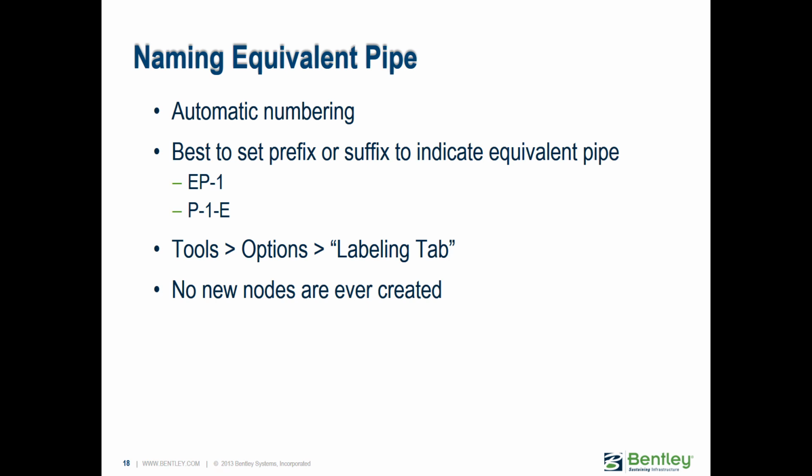So to change the pipe labels, that's under Tools, Options, and then there's a Labeling tab. There's an option in there where you can basically choose your labeling convention for new elements.